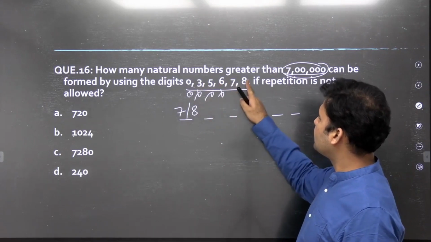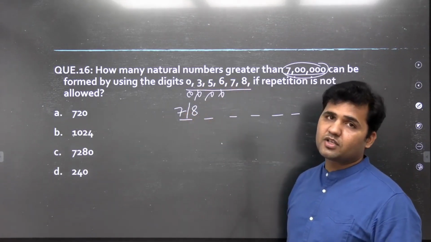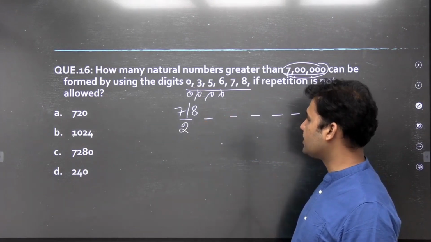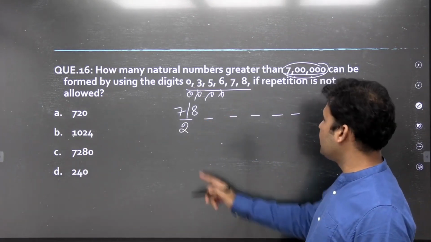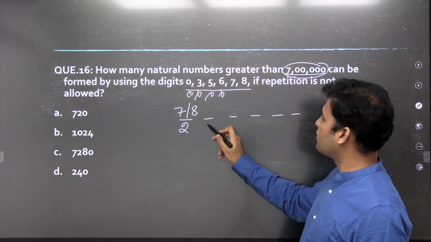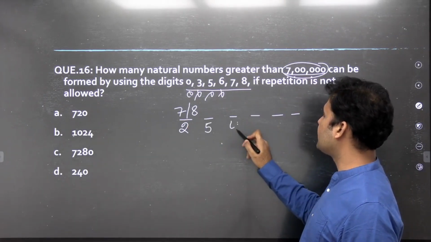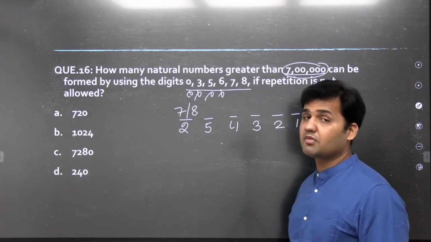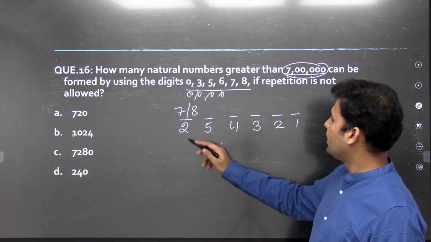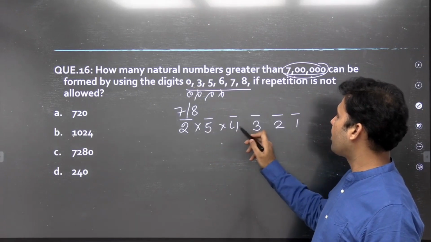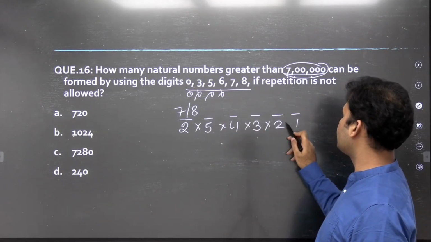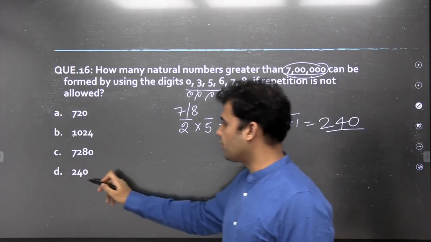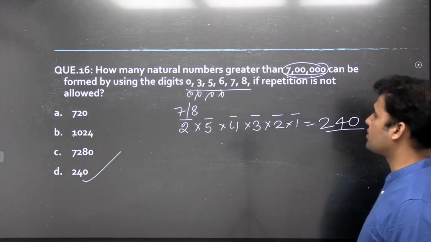Now out of these 6 digits, if one of the digits is placed over here, I will be left with 5 more digits. So this place can be filled in 2 ways. Now one of the digits is being used over here, repetition is not allowed, so this place can be filled in 5, this place in 4, this place in 3, this place in 2, and this place in 1 way. How many numbers do we have? 2 into 5, 10, 10 into 4, 40, 40 into 3, 120, 120 into 2 is 240. So the answer to the question is 240, which is option D. D is the answer of this question.